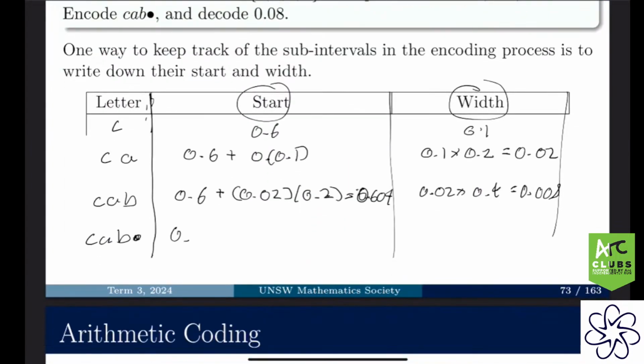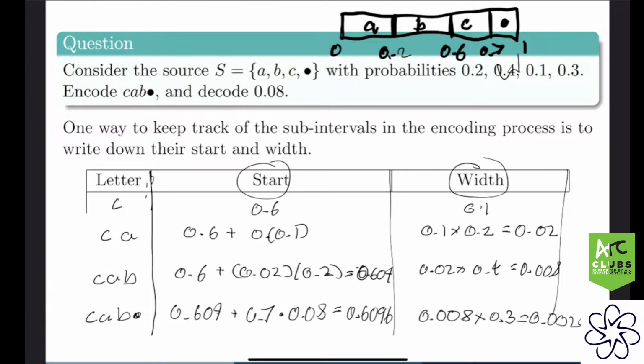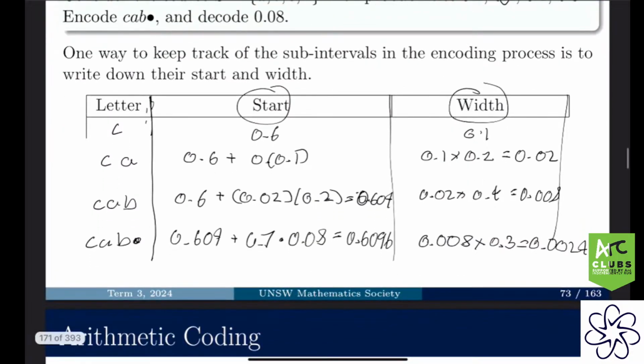We add on 0.604 plus, well, the stop starts at 0.7, I think. Is that right? Yeah, so 0.7 of 0.008. This is going to equal 0.6096. I did that before, so I remember. And the width is going to be 0.008 multiplied by the width of stop, which is 0.3, which is going to be 0.0024.